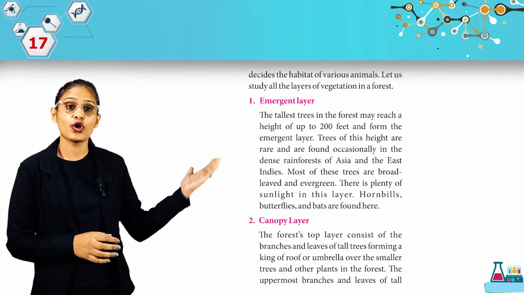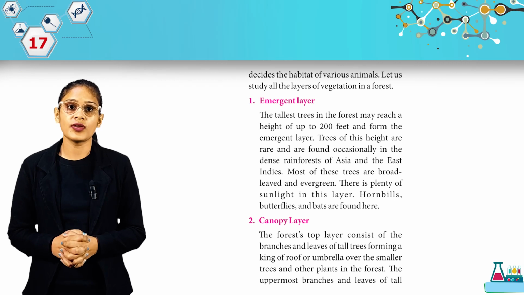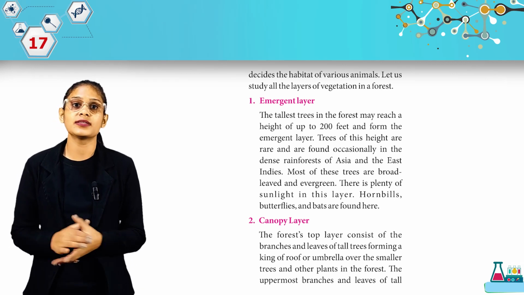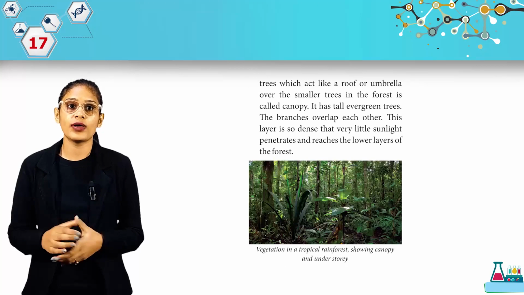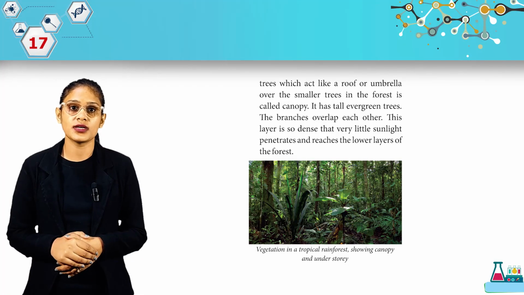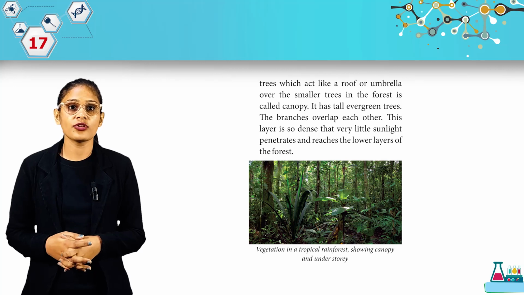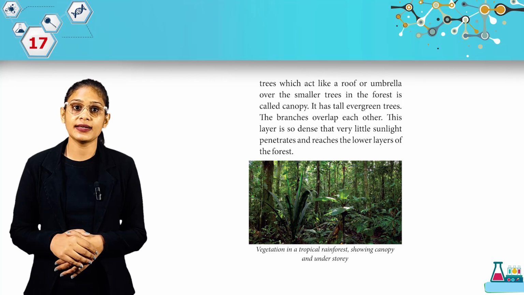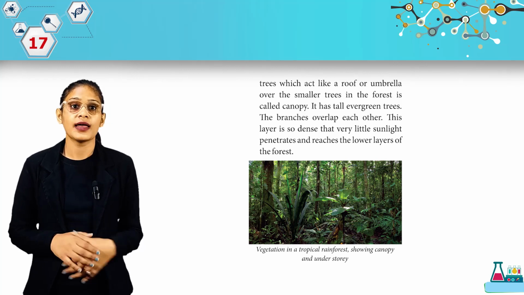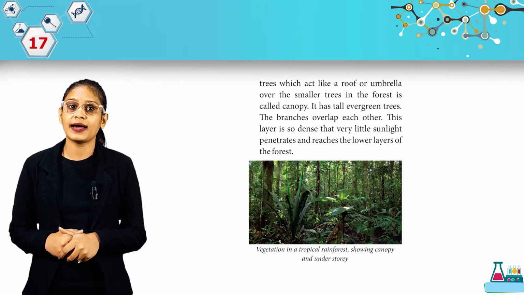Then we have the second, canopy layer. The forest top layer consists of the branches and leaves of tall trees, forming a kind of roof or umbrella over the smaller trees and other plants in the forest. The uppermost branches and leaves of tall trees which act like a roof or umbrella over the smaller trees in the rainforest is called canopy. It has tall evergreen trees. The branches overlap each other. This layer is so dense that very little sunlight penetrates and reaches the lower layers of the forest. Look at this picture. We have vegetation in a tropical rainforest showing canopy and understory.